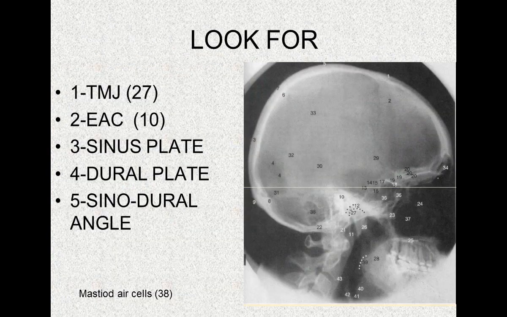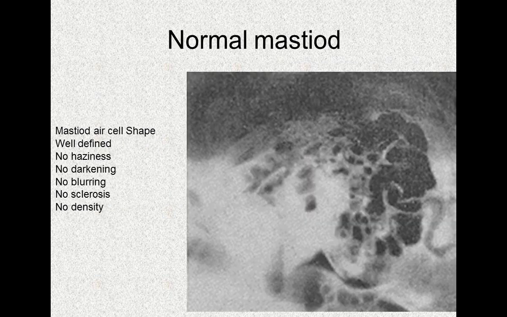What we look for in anatomy on a plain radiograph, lateral film for the mastoid: look for the temporomandibular joint, external auditory canal, dural plate, sinus plate. This is the mastoid air cells. This is the clivus. This is the normal mastoid air cells, lateral view. Normal mastoid. Keep this in your mind.